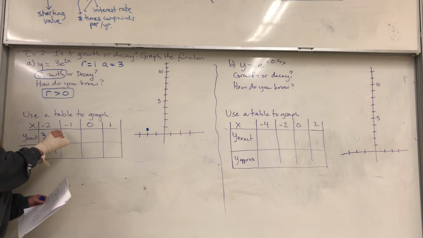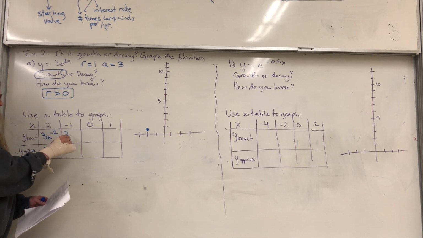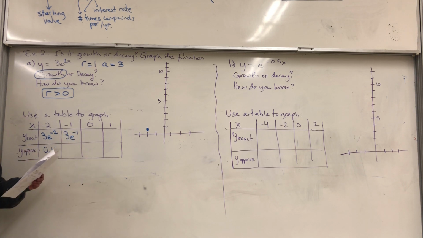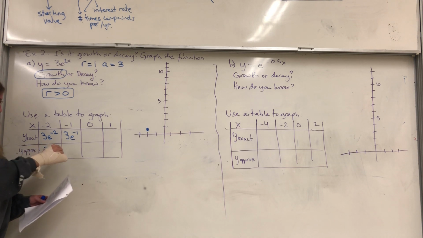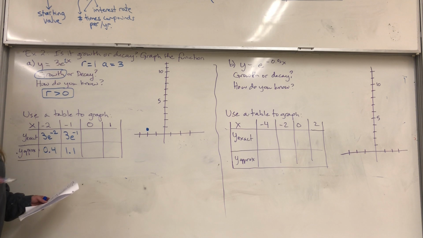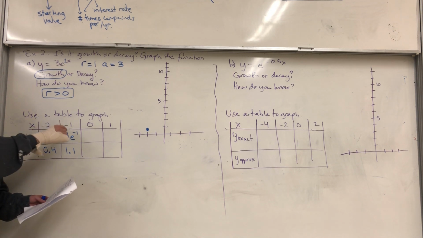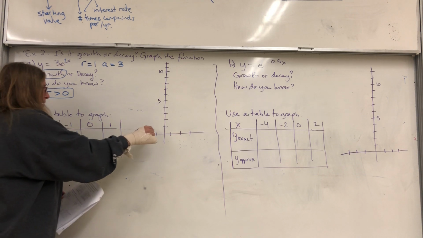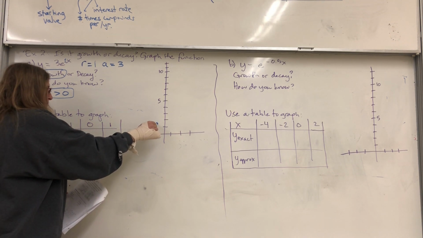Okay, let's plug in negative 1 for x, sorry. That gets me 3e to the negative first. And if I just punch that in my calculator, I get 1.1. And after I finish this table, I'm going to show you guys where to find the e button on your calculator. So that means negative 1, 1.1 is on your graph.